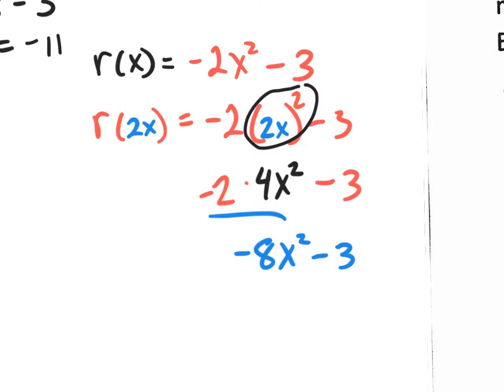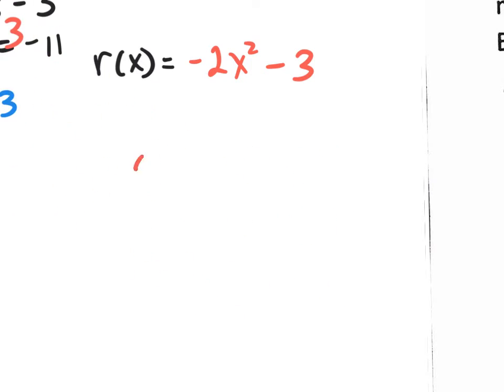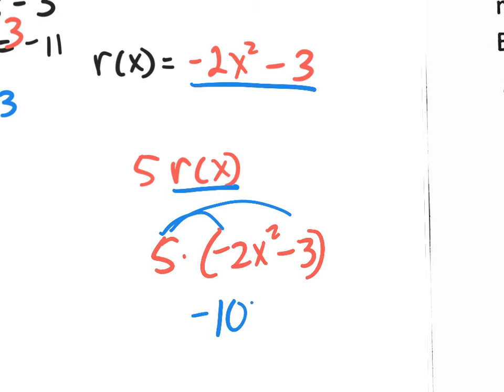I could also ask you 5 r of x. Now what does that really mean? That does not mean 5 times r times x. It means 5 times the function r of x. Okay? So I would take my r of x function, which is -2x squared minus 3, and multiply it by 5. So you'd have 5 times the -2x squared minus 3. And you distribute, you have -10x squared minus 15.